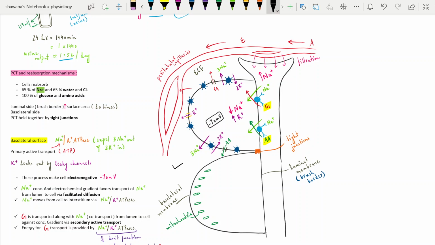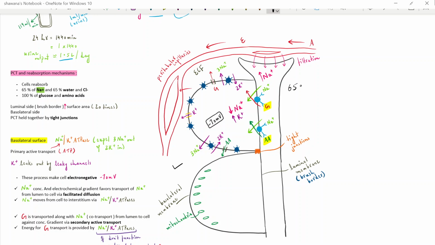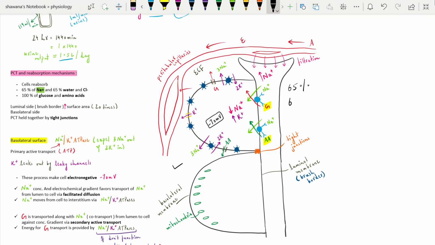So 65% of the sodium is reabsorbed and 65% of the water is reabsorbed. 100% of glucose is reabsorbed because we do not find glucose in the loop of Henle, because the glucose has already been reabsorbed 100% in the PCT, and 100% of amino acids are reabsorbed in the proximal convoluted tubules.